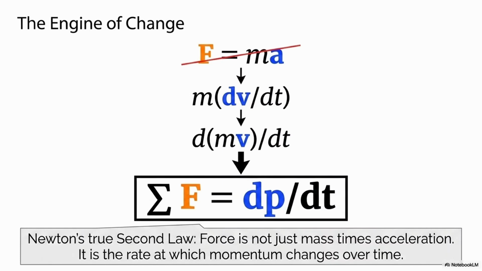We are actually looking at Newton's true second law of motion in its most complete form. Sigma F equals dp over dt. So force isn't just mass times acceleration. It is the rate at which momentum changes over time. Oh, wow. So if I have a certain amount of momentum currency, force describes how fast I am emptying my wallet, or I guess how fast someone is handing me cash.